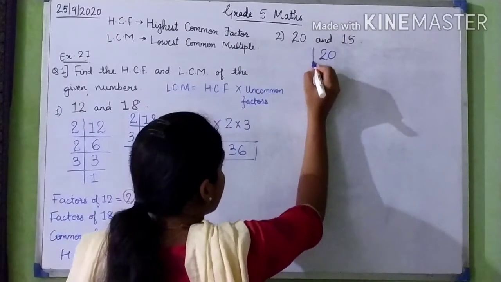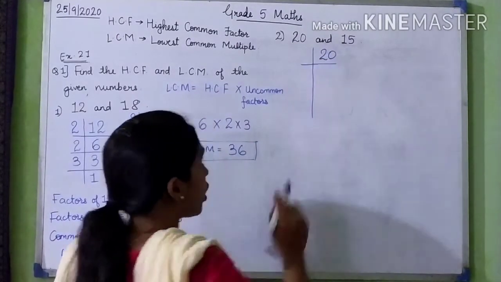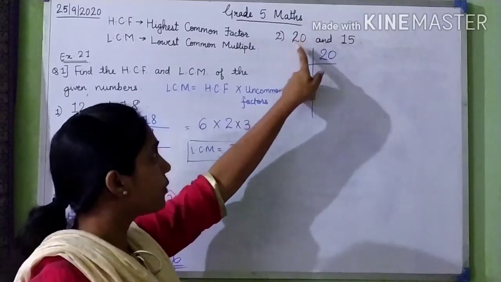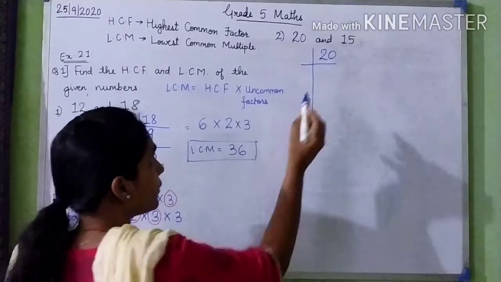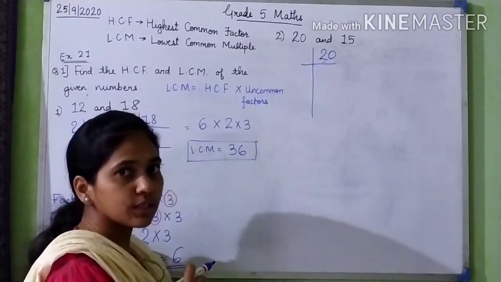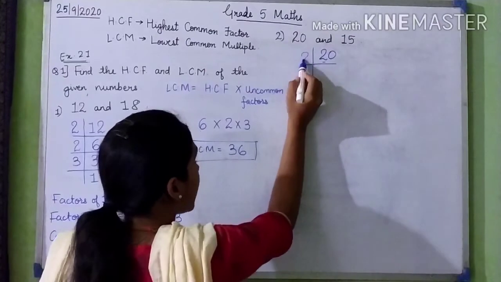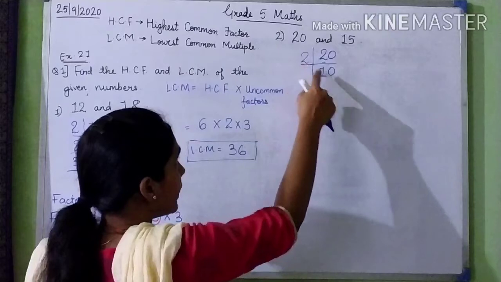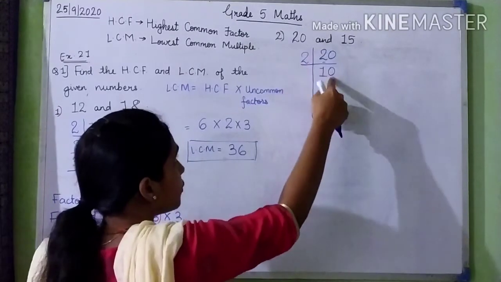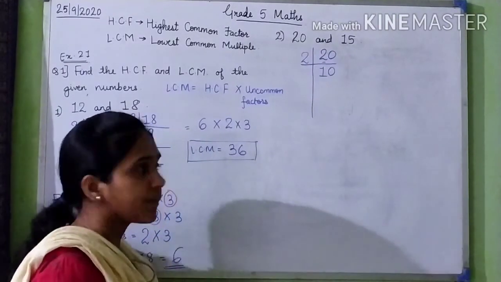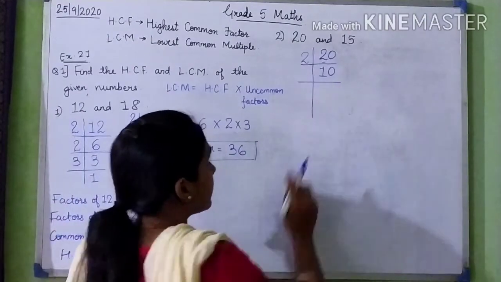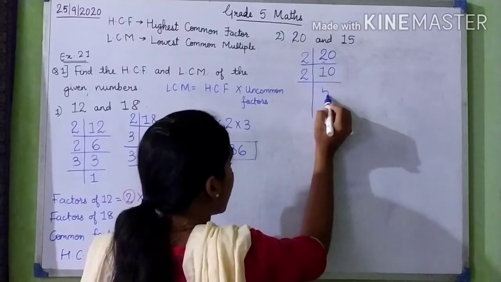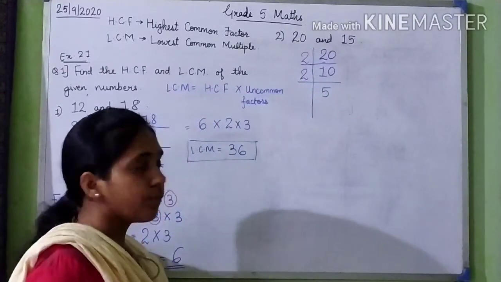So for 20, we start dividing by the smallest number. Can 20 be divided by 2? Yes. 2 into 10 is 20. If we take the first digit, 2 can be divided by 2. So 2 into 1 is 2, and 2 into 0 is 0. In this way, we get 10. Can 10 be divided by 2? Yes. 2 fives are 10. So 2 into 5 is 10. So I get a 5.